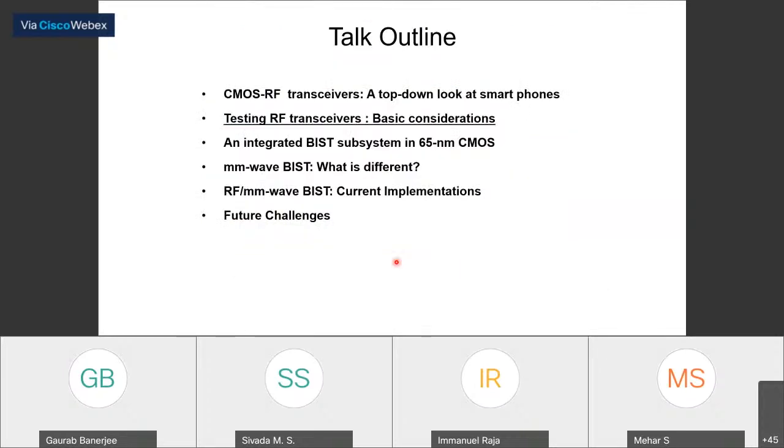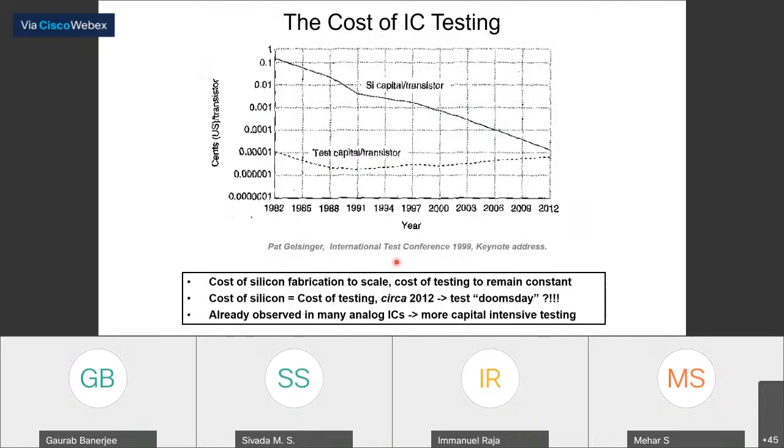So I will just tell you about a few basic considerations related to the testing of RF transceivers. This is a famous graph that was presented by Pat Gelsinger, who was chief technical officer at Intel, way back in 1999, the year I started my career. So it was like 21 years ago. The International Test Conference, as many of you might know, is the premier conference in testing, and he gave a keynote address in which he flashed this graph.